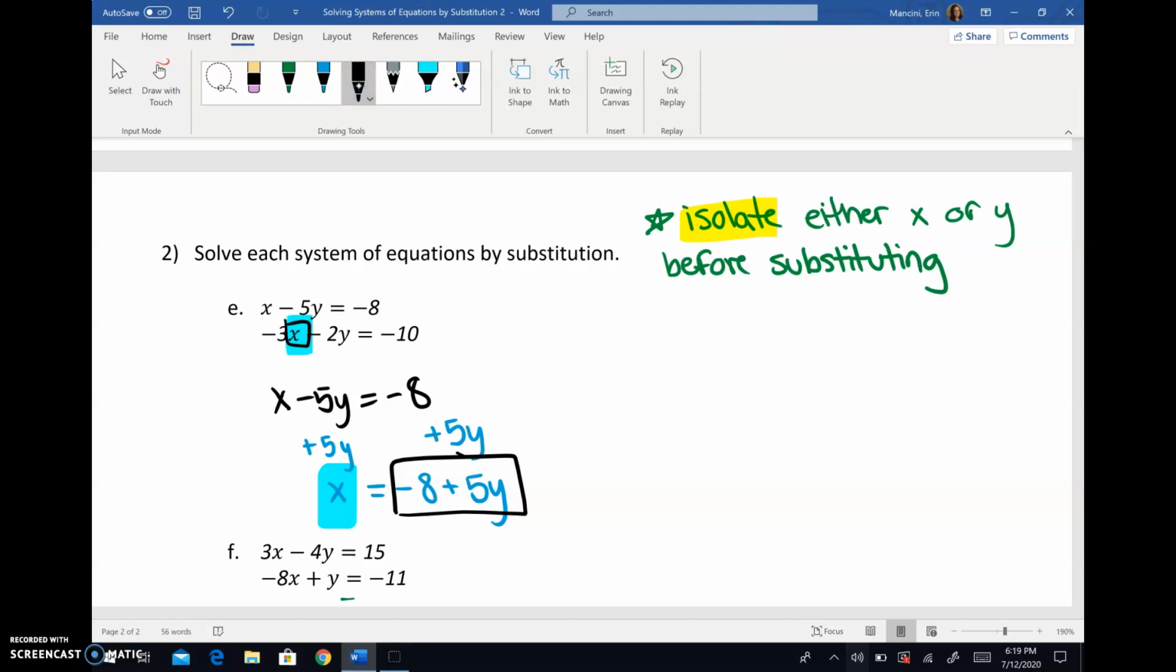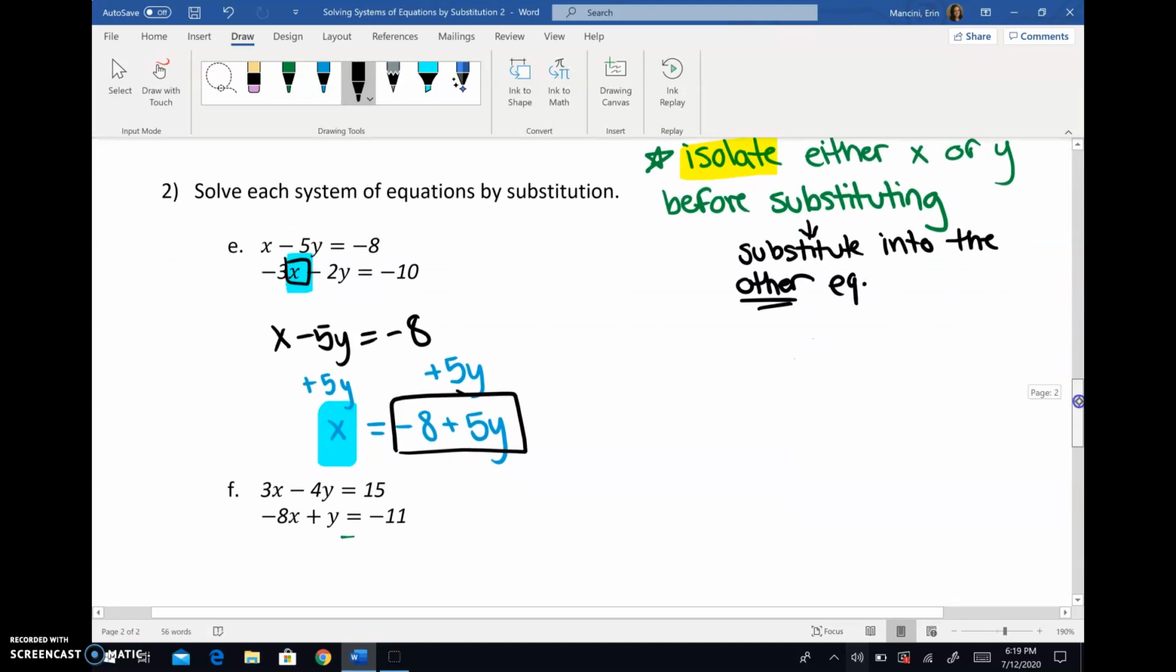So first you're going to isolate either x or y before substituting. And then when you do the substitution, so this would be like a step 2, you are going to substitute, I spelled that wrong, S-U-B-S. Substitute into the other equation. I'm going to emphasize that word: other equation. Not the one you rearranged, but the other one.